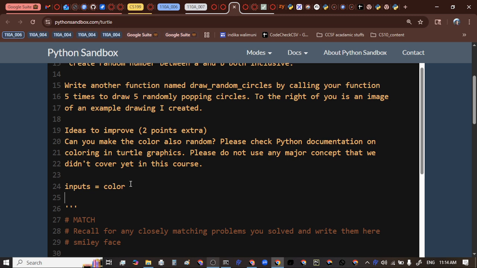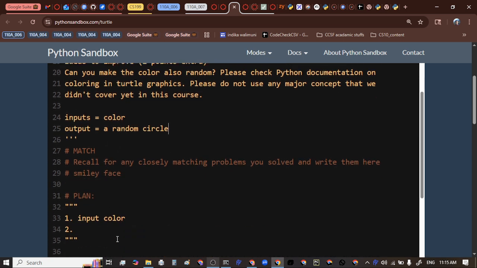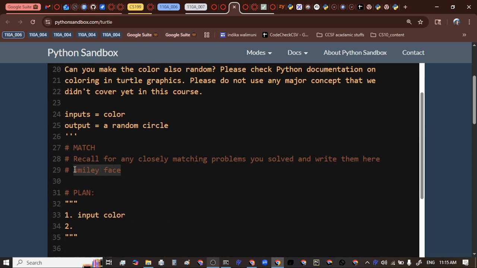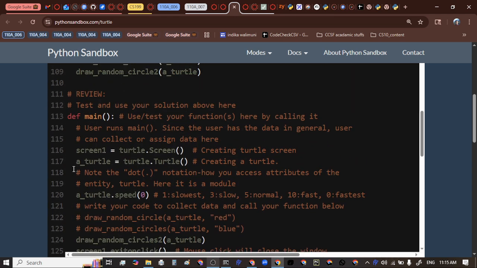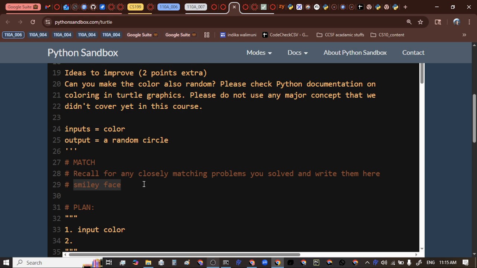Okay, all right. What is the output? Yeah, basically a random circle, right? Okay, that means a circle with random radius at a random location. Okay, all right. So matches. Yeah. Okay. So I already written that. All right. So that's a good one.